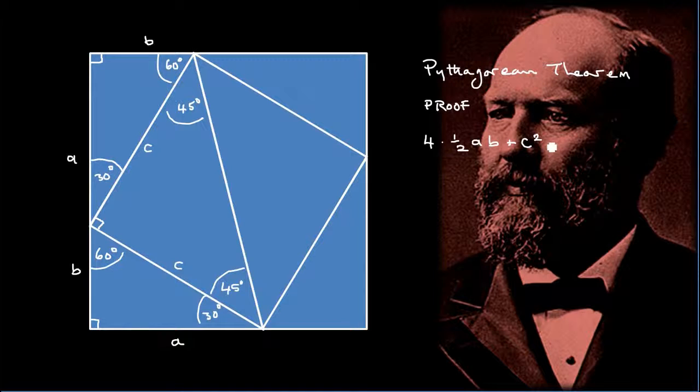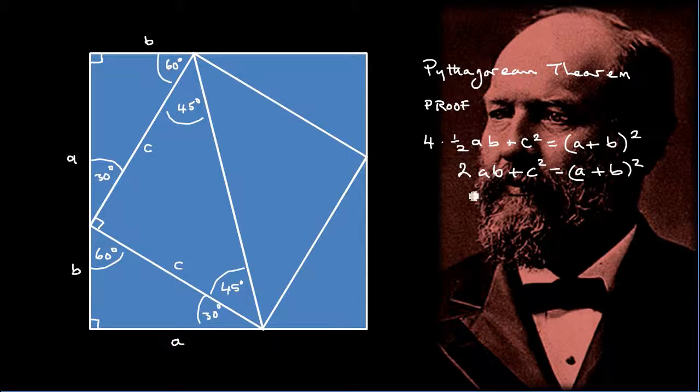Now, to look at it in a slightly different way, what have we got? Altogether, we've got a giant square. And that giant square has a side length of a plus b. And if we square a plus b, then we must have the whole area. So 4 times a half ab plus c squared must equal a plus b squared. Now 4 times a half is 2. So we've got 2ab plus c squared equals a plus b squared.